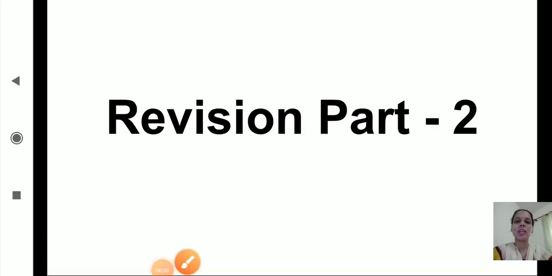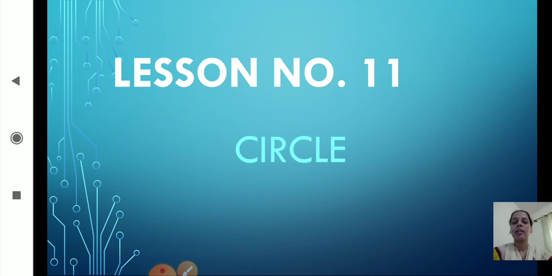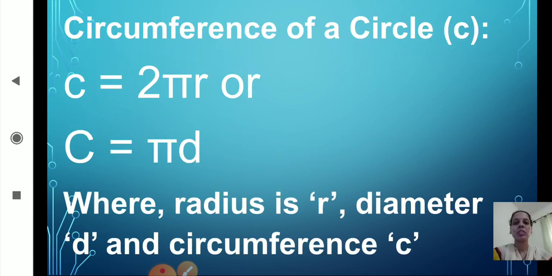Students, today we'll start revision part 2. So first we will revise lesson number 11, that is circle. First we will see the formulas.